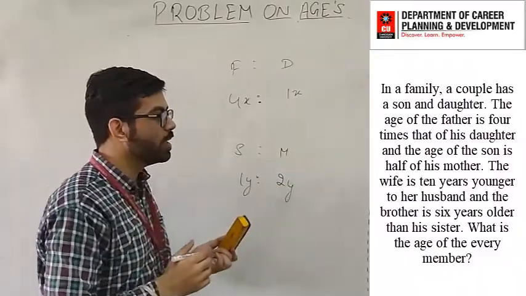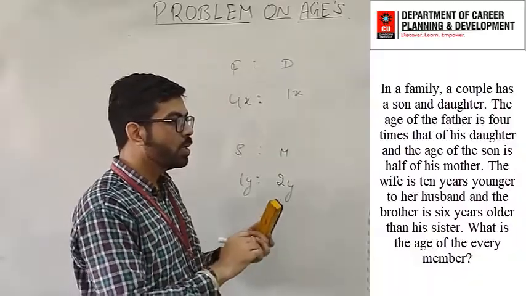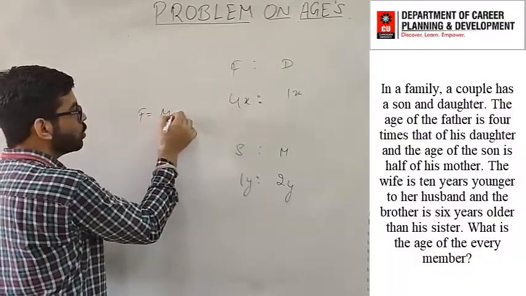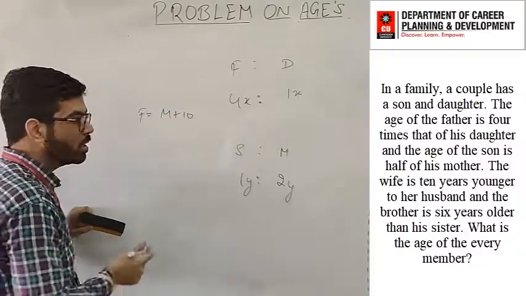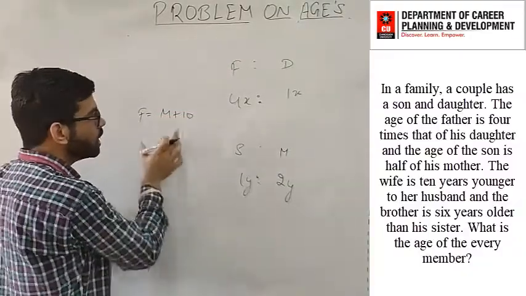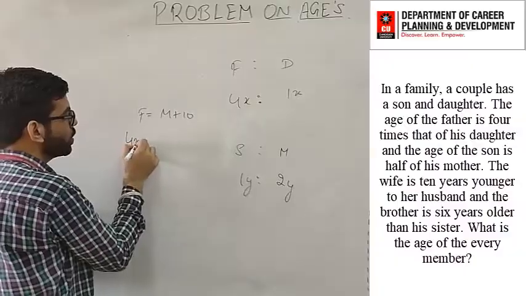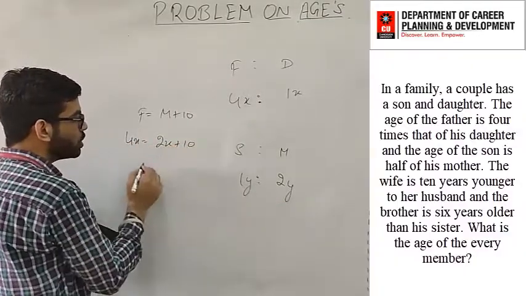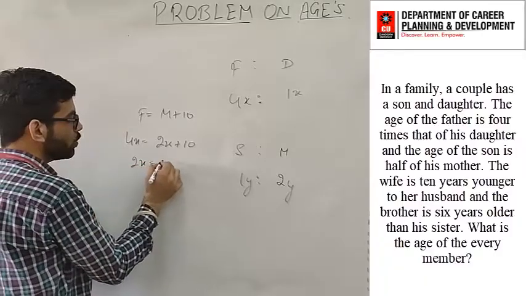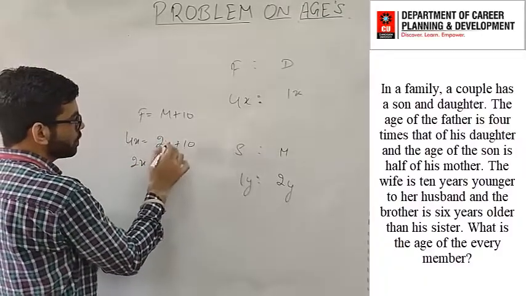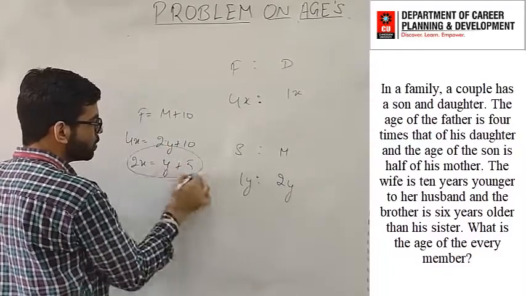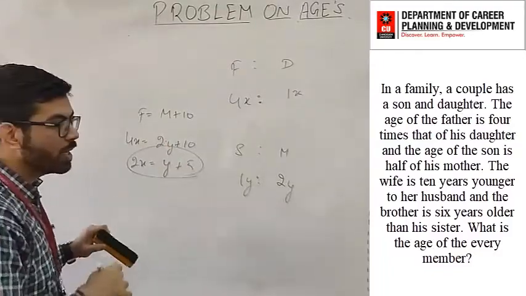According to the statement, the wife is 10 years younger to her husband. That means the father is equal to mother plus 10 years. Now according to this, we will get an equation. Father's age is 4x, so 4x is equal to mother, which is 2y, plus 10. From here, the value comes out to be 2x. This one is y: 2x is equal to y plus 5. This is your equation number 1. Go to the next statement.